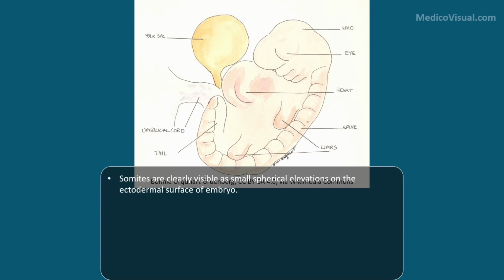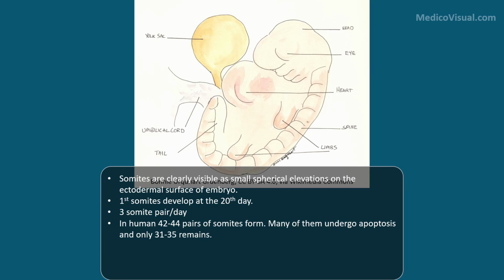Although the somites form within the intraembryonic mesoderm, they are clearly visible as small spherical elevations on the ectodermal surface of the embryo. Here you can see that these spherical surface elevations, the ectodermal elevations, are called somites. First somite develops at 20th day, then the speed of development of somite is 3 somite pairs per day. In human, 40 to 44 pairs of somites form, and many of these somites undergo apoptosis, programmed cell death, and only 31 to 35 somites remain.